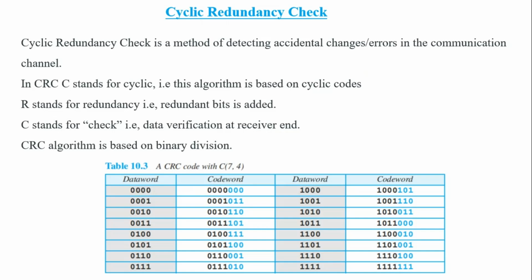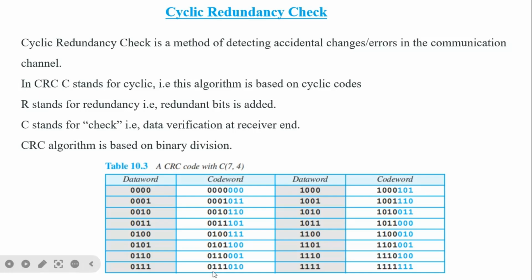As I had said in previous videos, by adding redundant bits itself, we can identify the errors. That is the main actual logic behind it. So R stands for redundancy, adding the redundancy. C is check, that is data verification is done at the receiver end, whether the data is correct or not. So that verification shall happen. So it is called CRC, cyclic redundancy check.